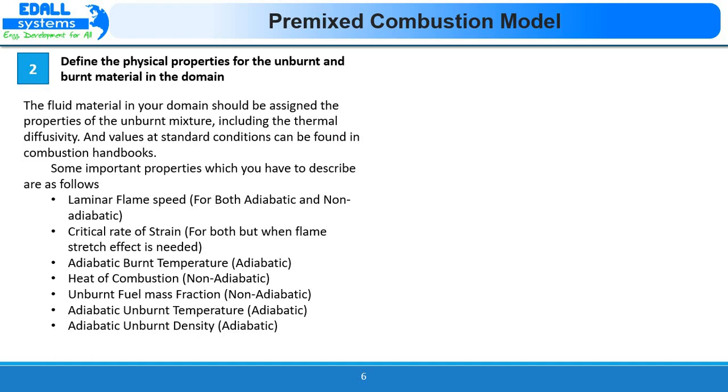So after defining the models and everything, we have to specify the unburnt physical properties like laminar flame speed, critical rate of strain, etc. So when we are selecting adiabatic or non-adiabatic, these set of parameters will change accordingly. We have to specify these parameters based on the standard conditions. To get these values of properties, we can refer to some standard combustion handbooks.